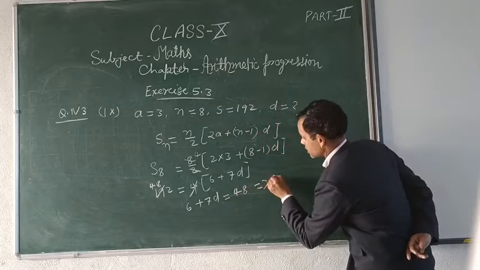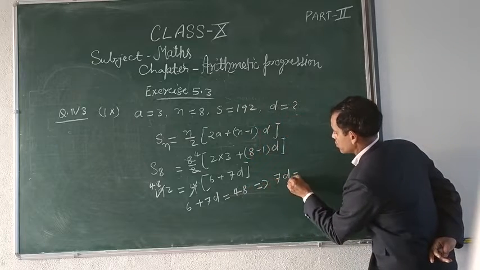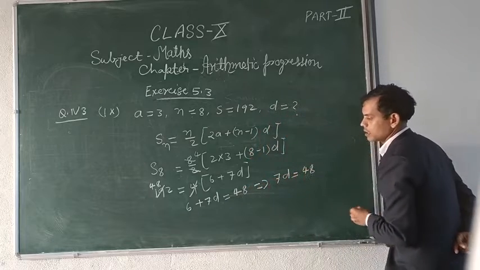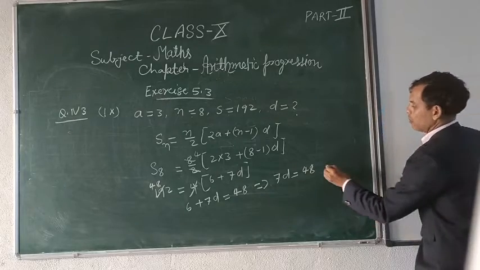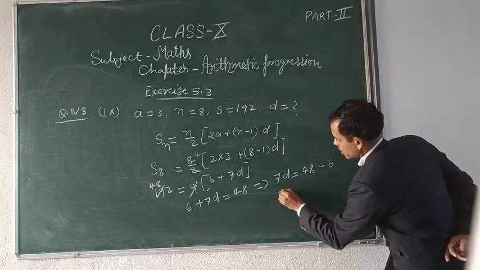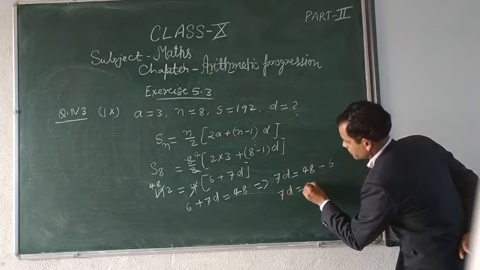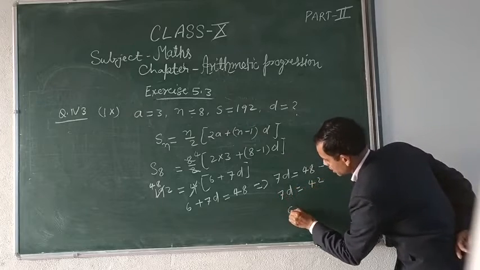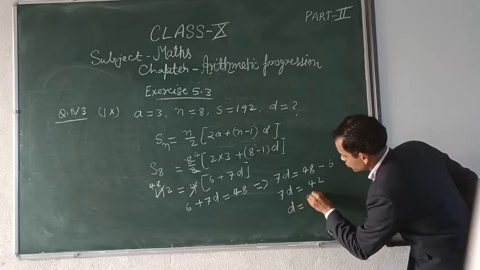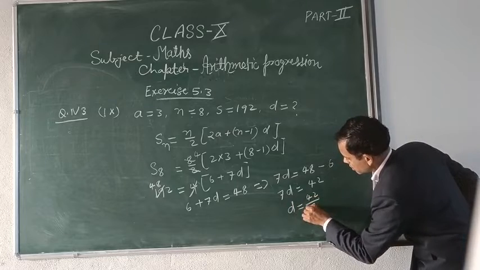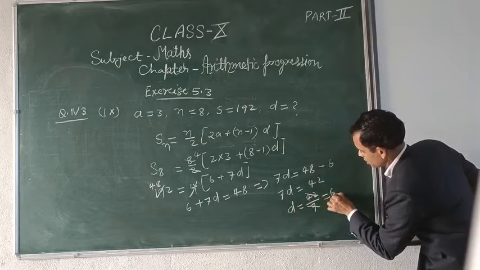That implies 7d equal to 48 minus 6, then 7d equal to 42, then d equal to 42 upon 7, this gives 6. Okay, answer.